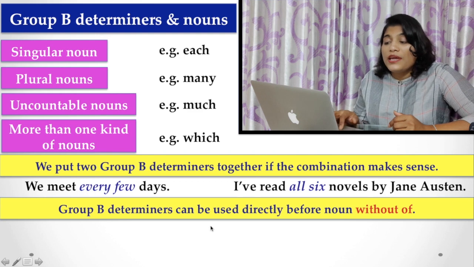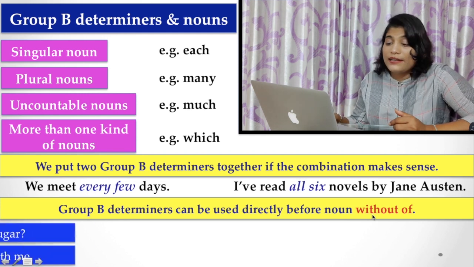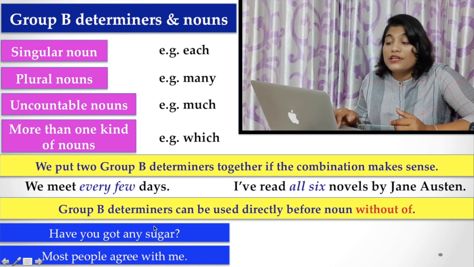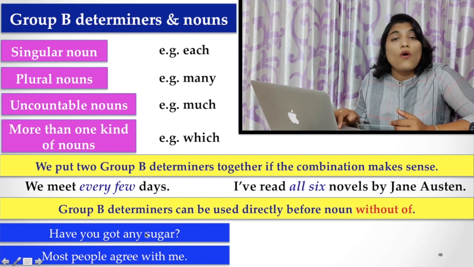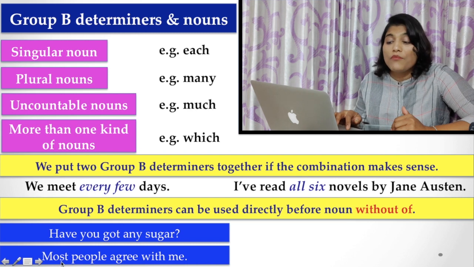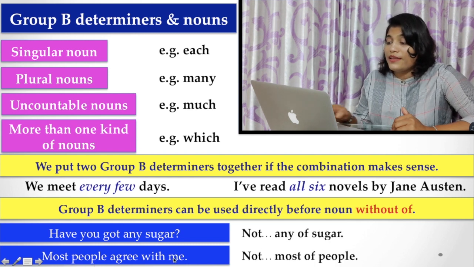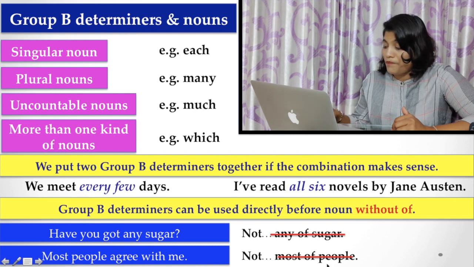Now, a group B determiner can be used directly before a noun without of. This is an important thing. For example, have you got any sugar? Here the noun is sugar and the group B determiner is any, and there is no of used between the noun and the determiner. Similarly, most people agree with me. Here also you don't find the wrong uses, that is any of sugar or most of people.